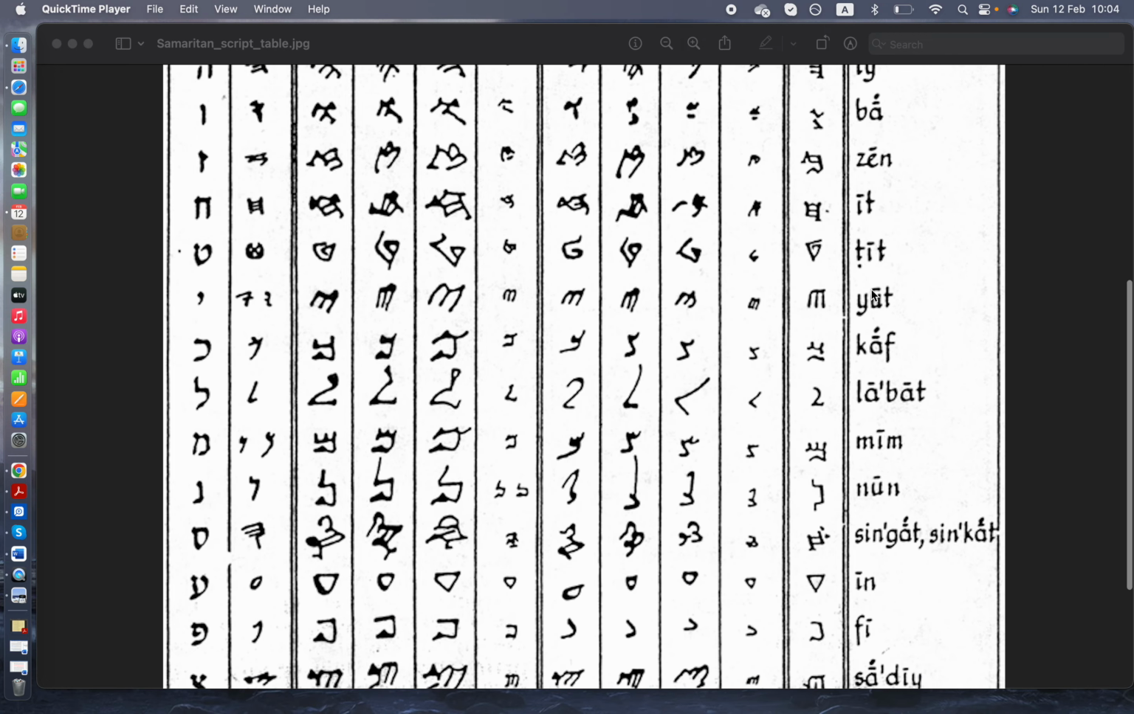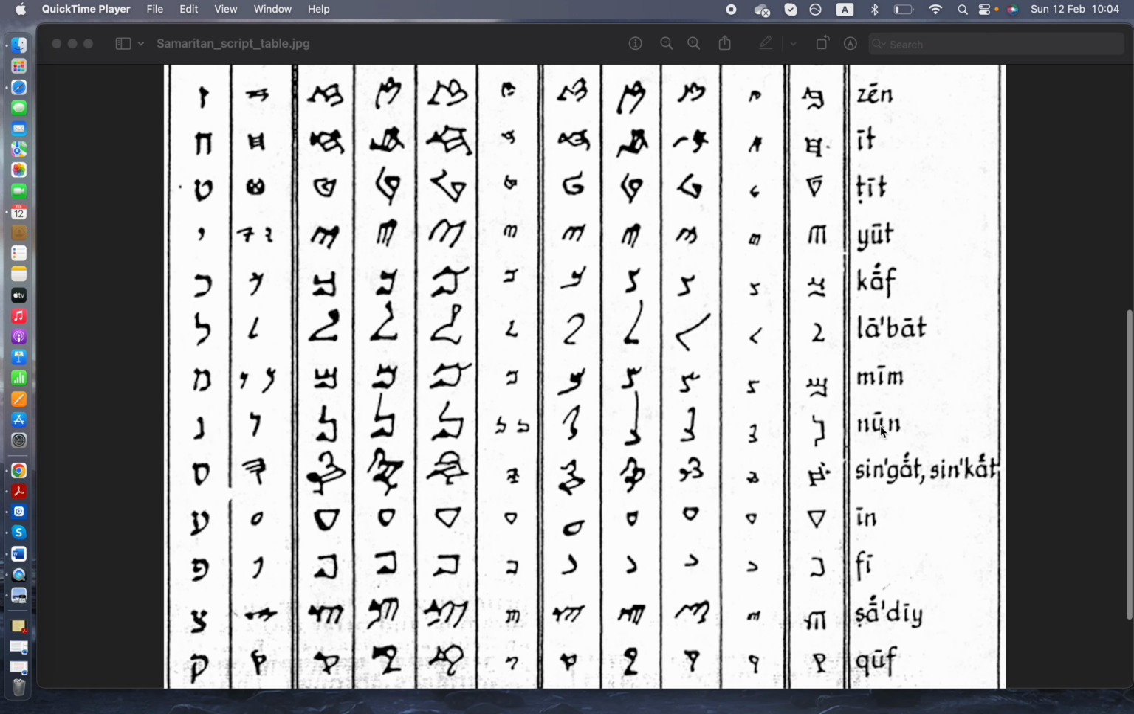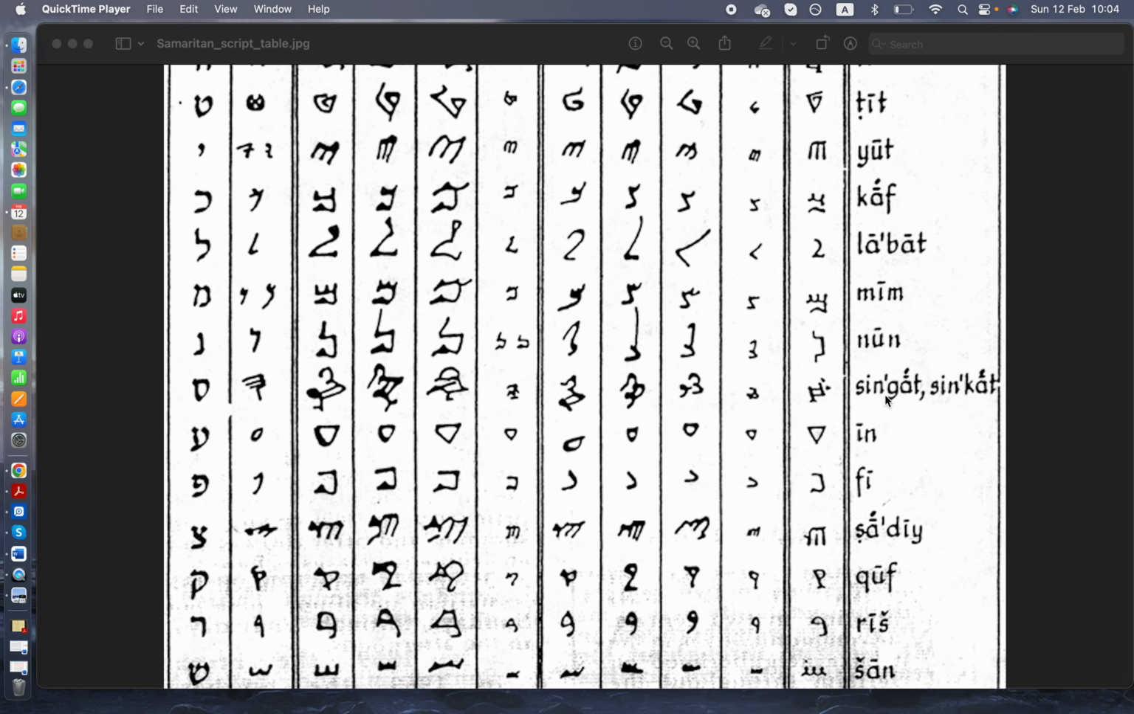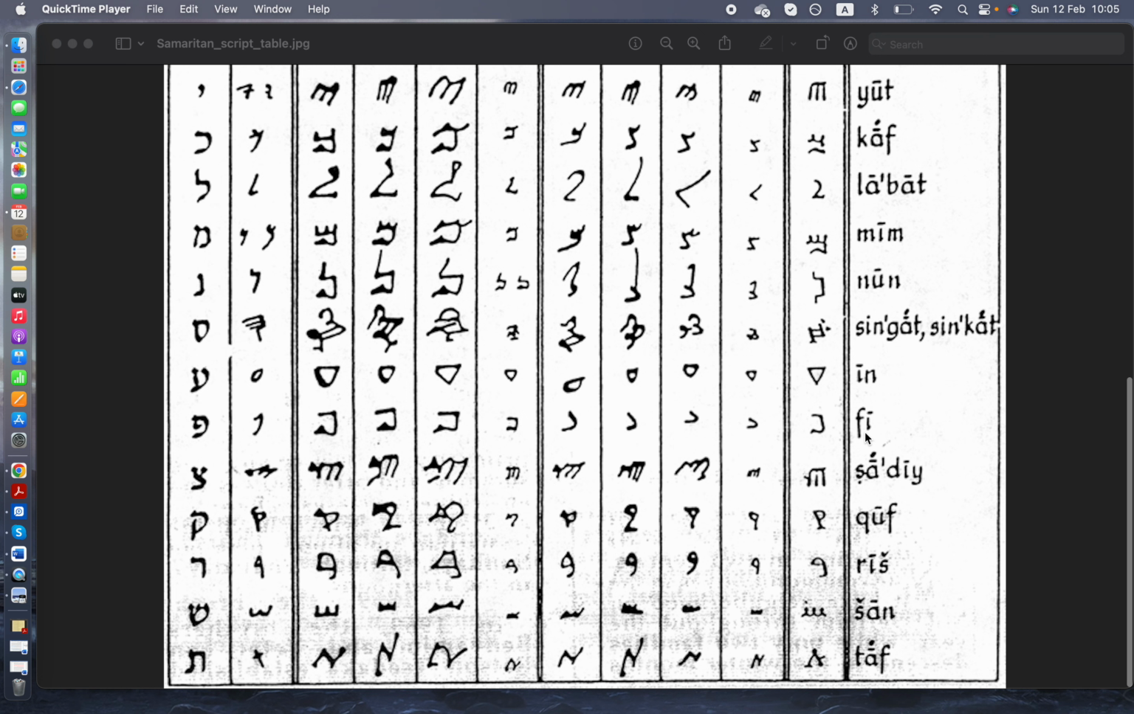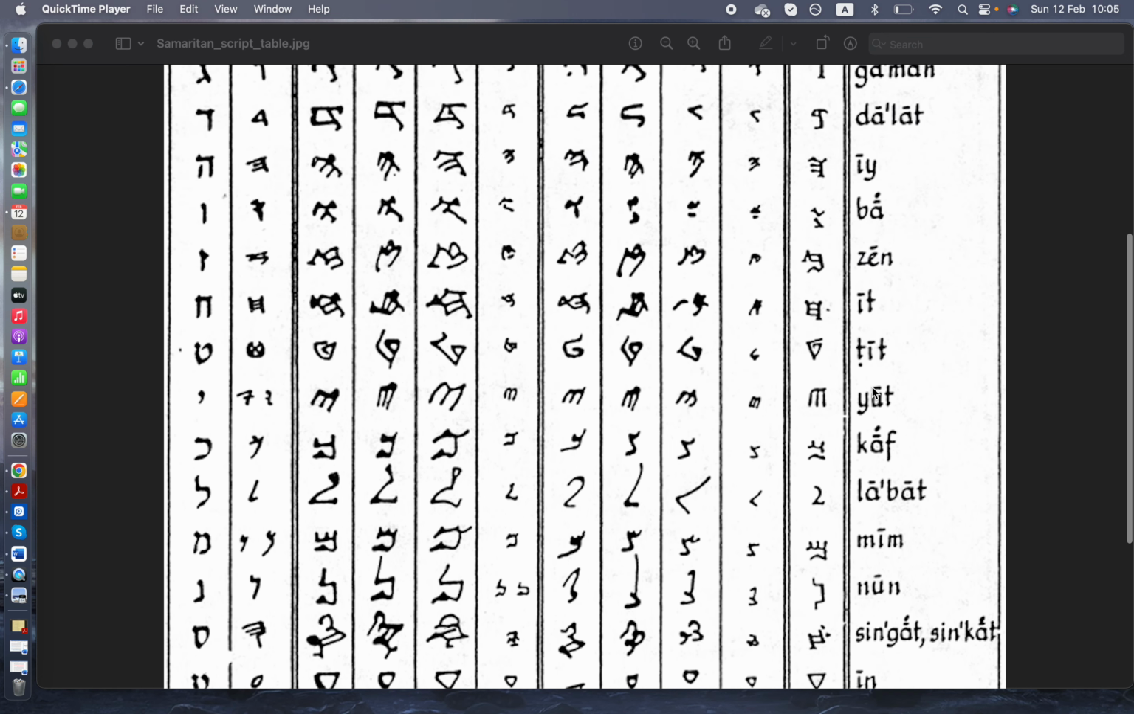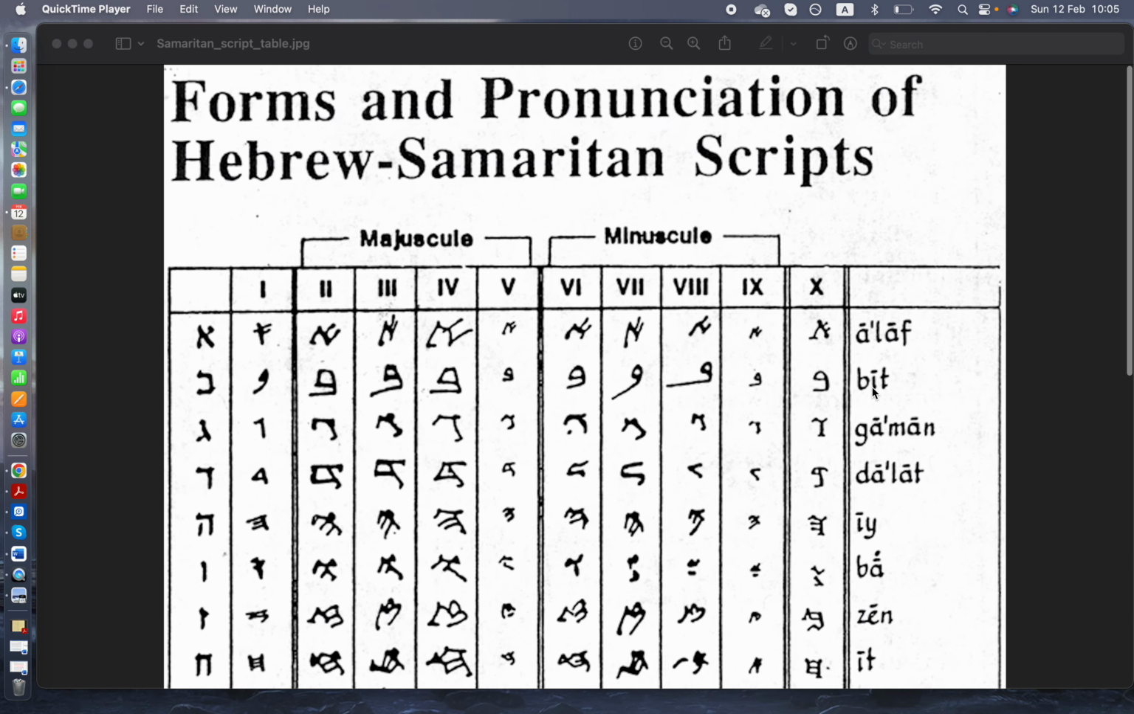They say tet, yud, kaf, lamed, mem, nun, samech. There's a whole discussion about samech, how to pronounce it properly, but it's another discussion. Fe, they don't have pe. It's actually probably an influence from Arabic. Tsade, qof, resh, shin. It doesn't seem that they have a sin. And what's very interesting is ayin, they say in. They don't have ayin.